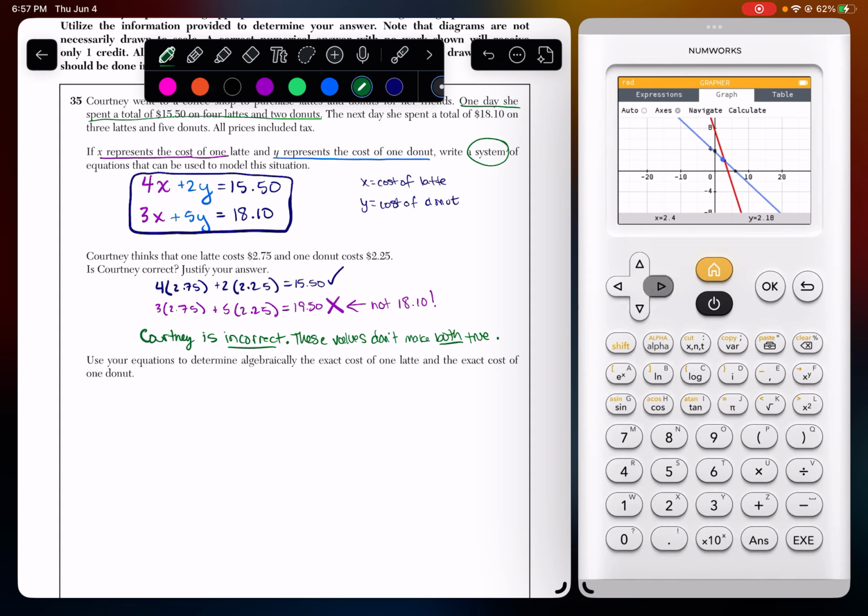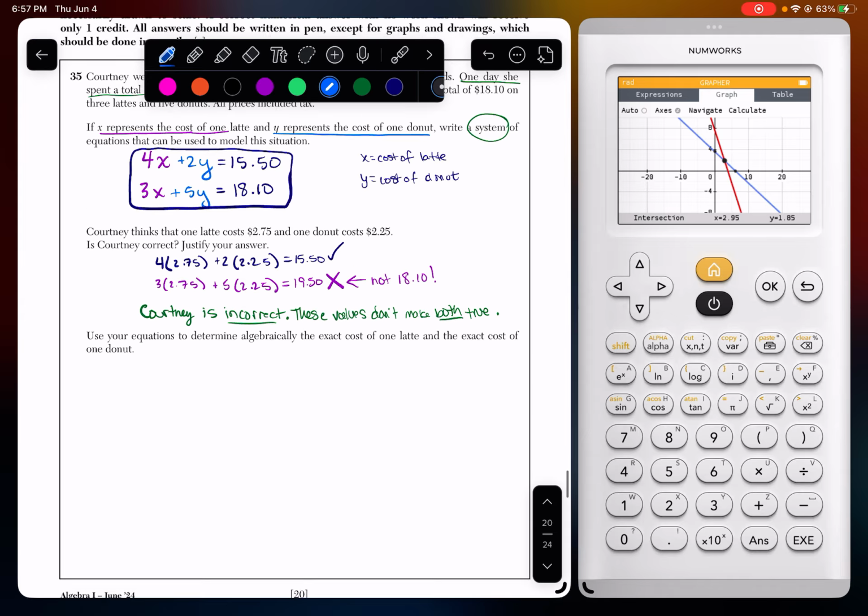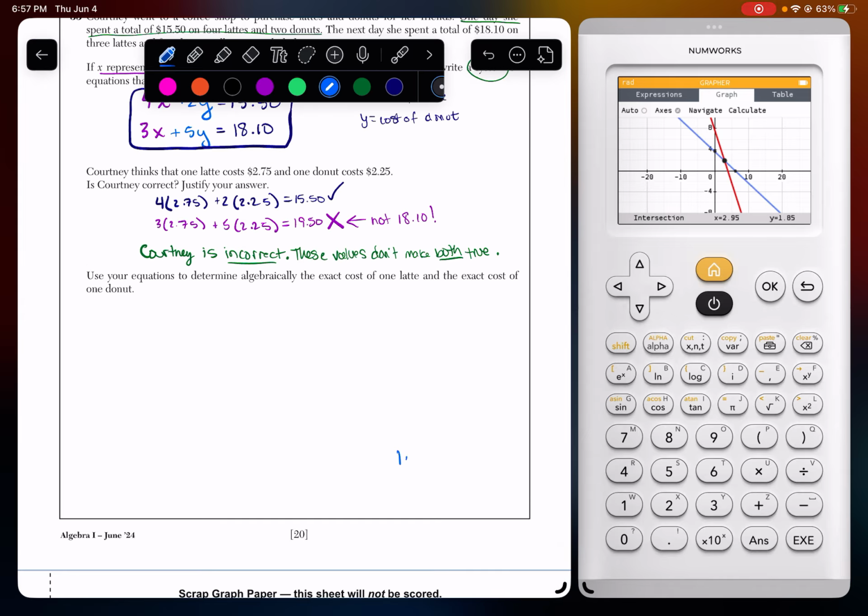If I graph my system, I can find the intersection. This tells me the intersection is when x equals 295 and y equals 185. So x was a latte. We know that a latte is 295 and a donut is 185. And we can put this down here and tell ourselves this is the intersection. If that is the intersection, we know it's the solution. So even before we do the algebra, we know our end goal.